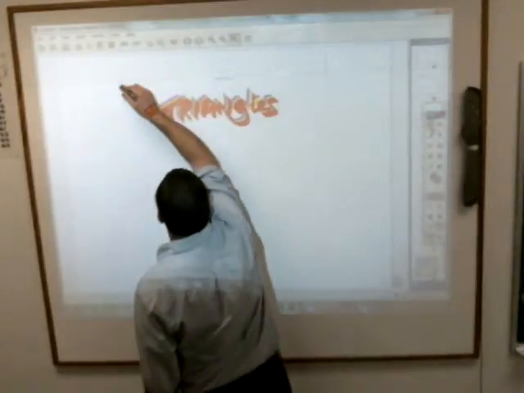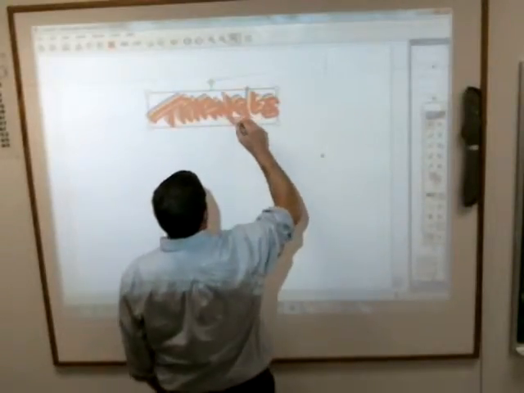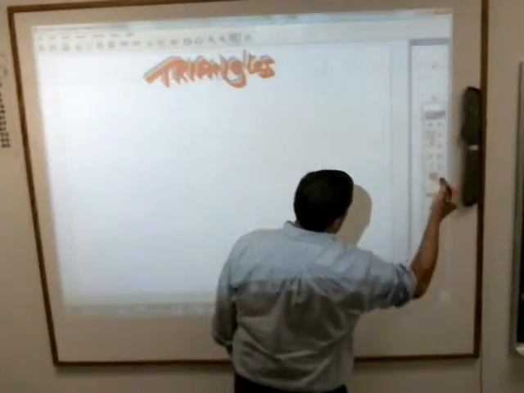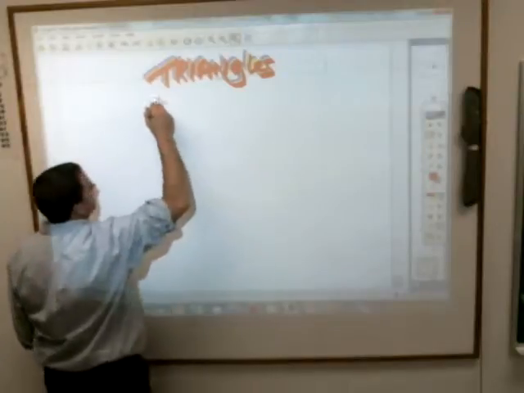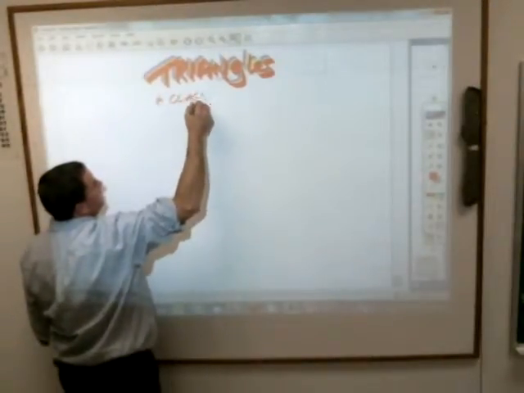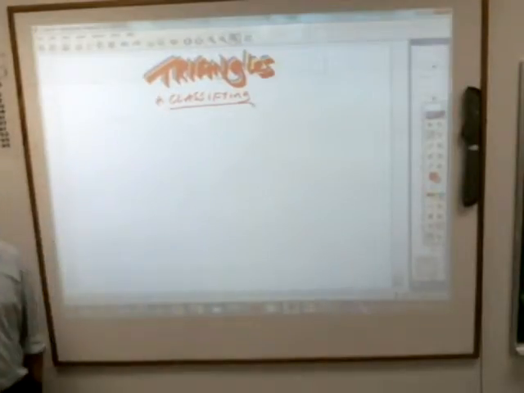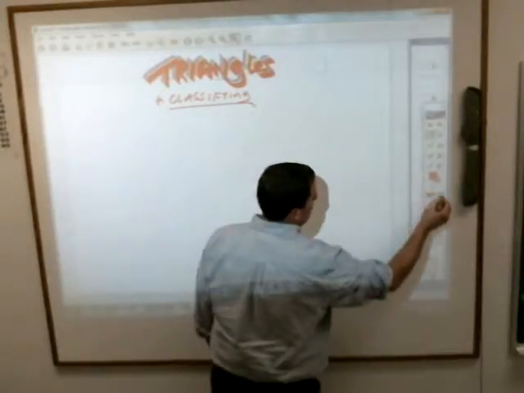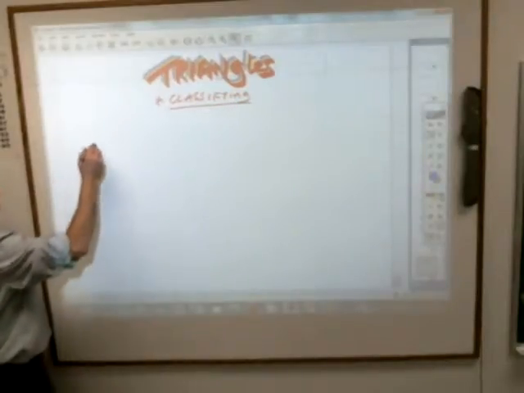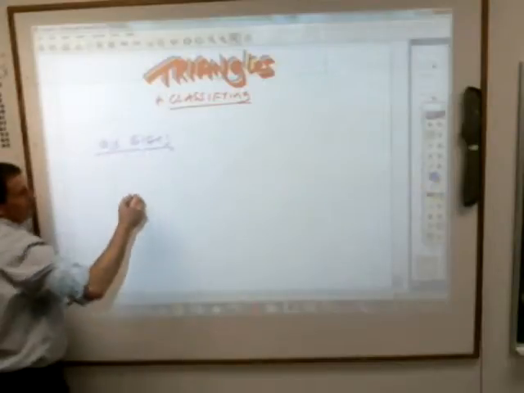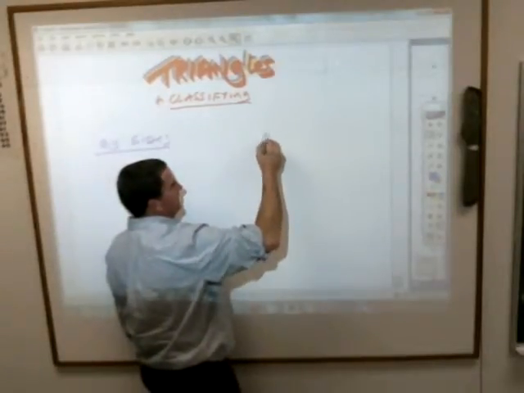We are going to call this classifying them. Classifying them. In other words, putting them in categories or naming them really is the way that we talk about it. And there's two ways that we're going to do this. We are going to classify triangles by their sides, and we're going to classify triangles by their angles.